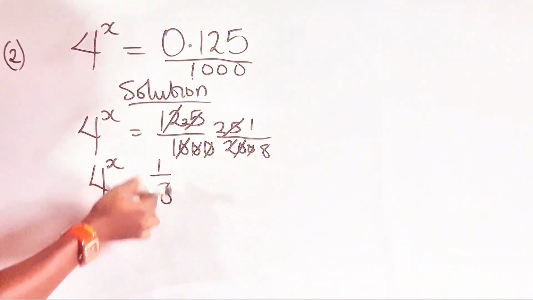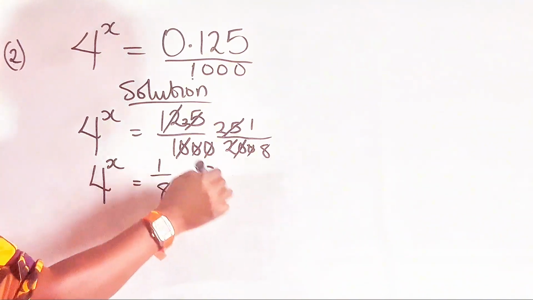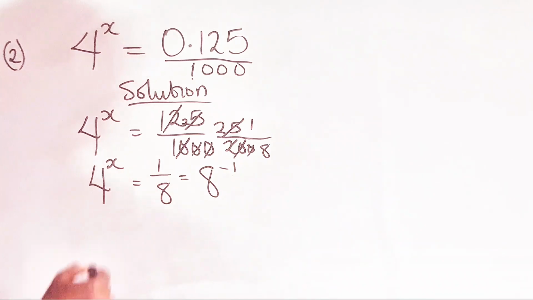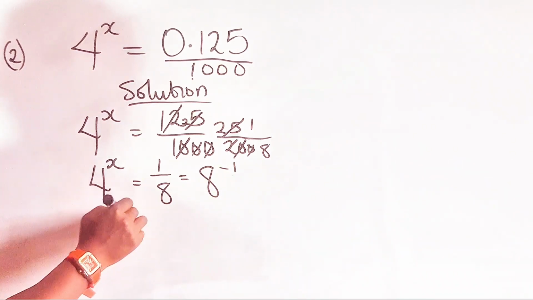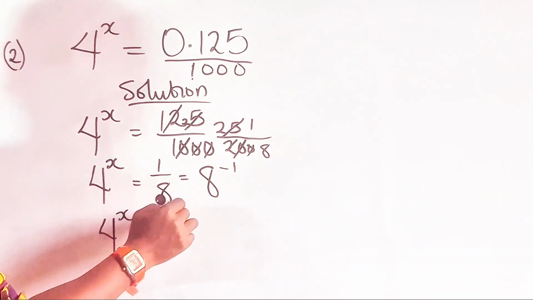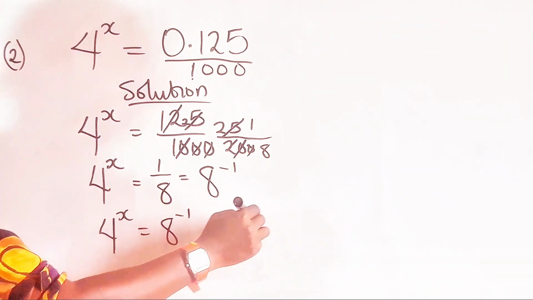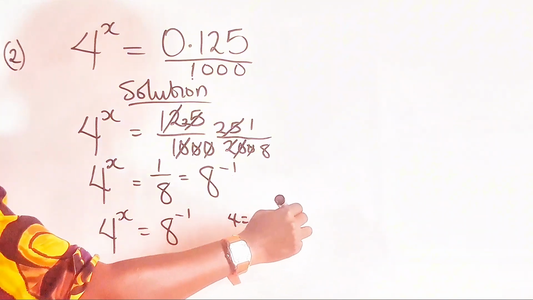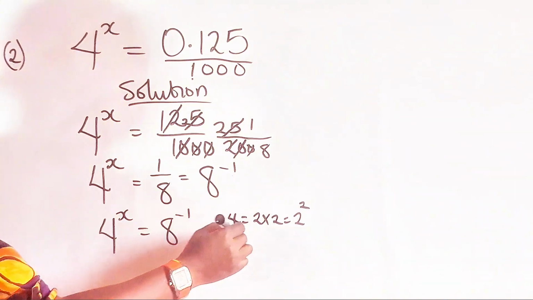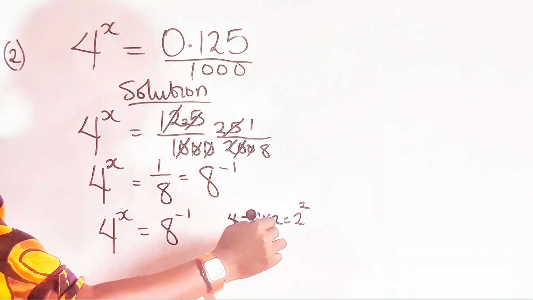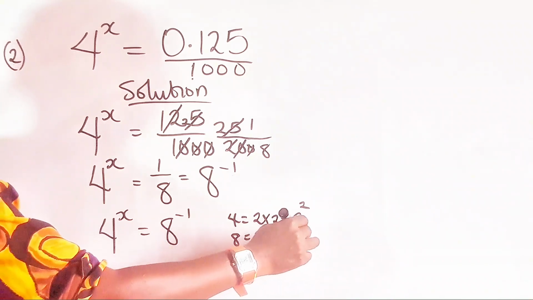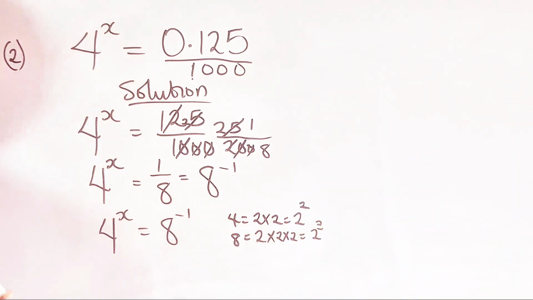Remember, in indices, this can also become 8 raised to the power of minus 1, right? So we have here 4 raised to the power of x equals 8 raised to the power of minus 1. Now that we have this, I want to do it in a way that they have the same base. Know that 4 equals 2 times 2, right? That's 2 raised to the power of 2. And 8 can also be expressed as 2 times 2 times 2, which is equal to 2 raised to the power of 3.